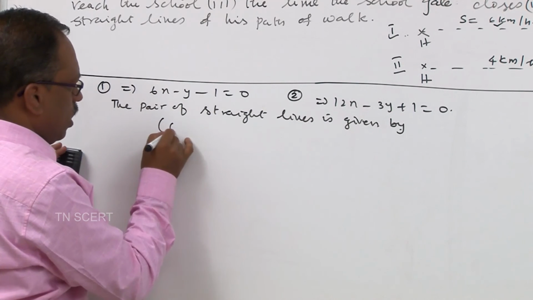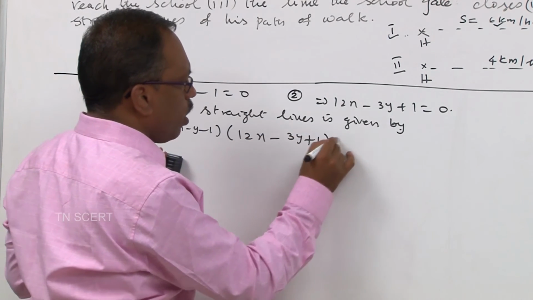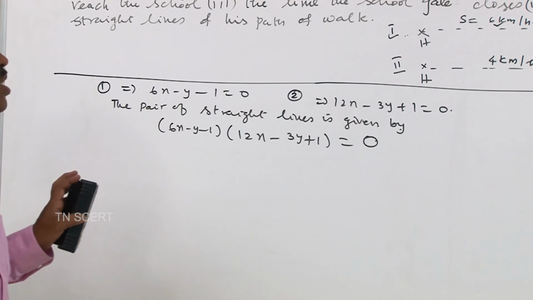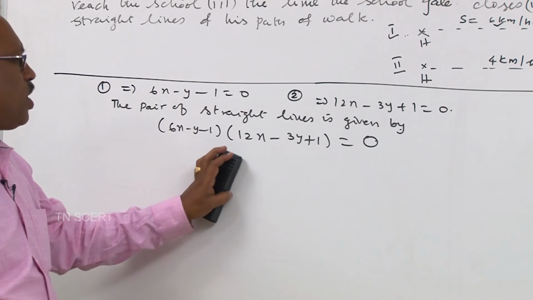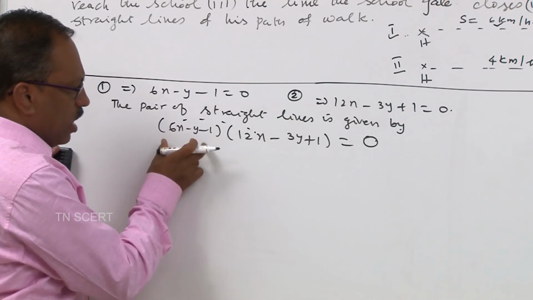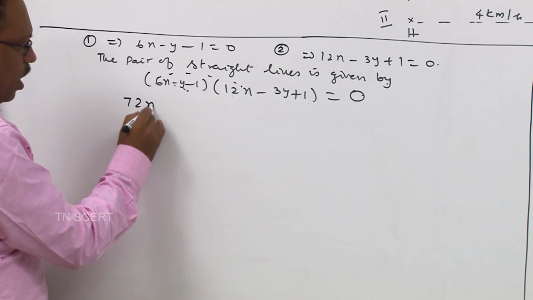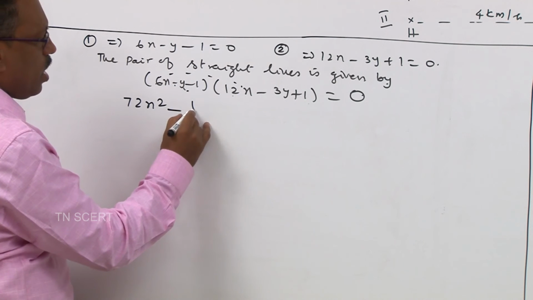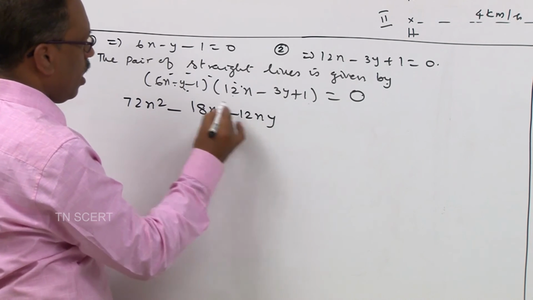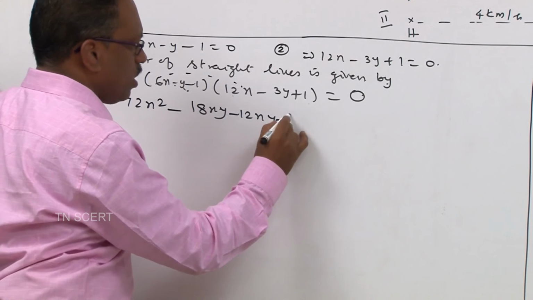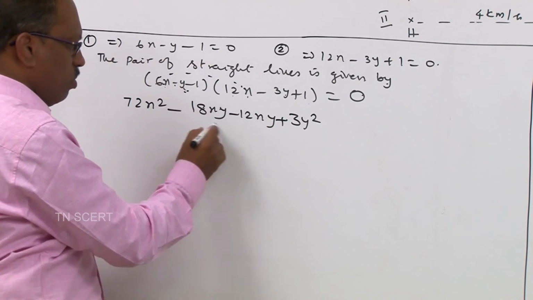multiplying these two: 6x minus y minus 1 into 12x minus 3y plus 1 is equal to 0. See here, 12x minus 3y plus 1 and 6x minus y minus 1. Multiply this and this first. Here 3 by 3 is 9 terms you are going to get. So 6 into 12 is 72x square. 6 into this is minus 18xy. Then y into this is minus 12xy. Now y and y, it is plus 3y square.